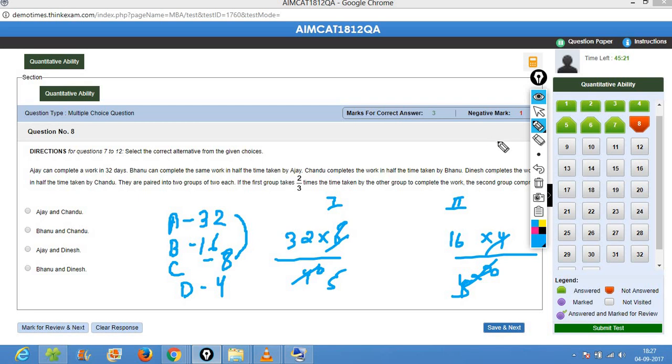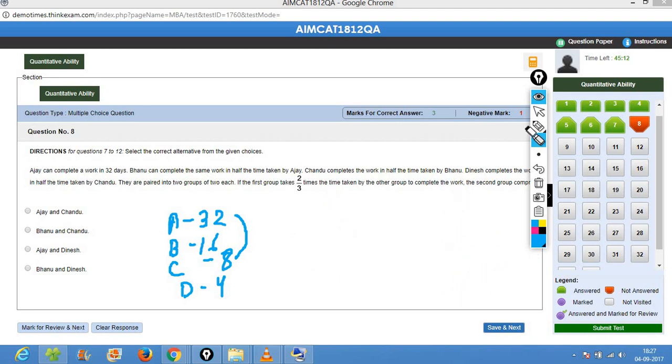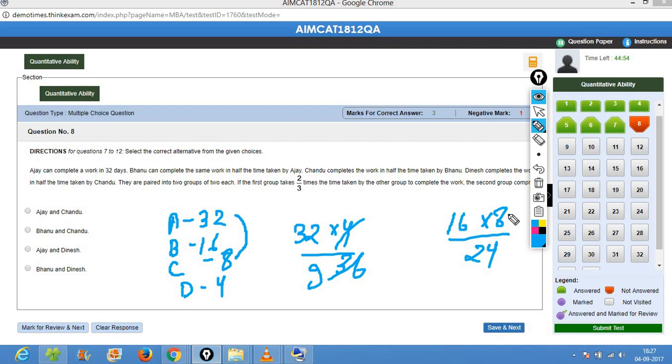So let's try A and D. 32 into 4 upon 36. Next pair, 16 into 8 upon 16 plus 8, 24. So this is 16 upon 3, right? Yeah, this is 2 by 3 of this part. So 16 upon 3 is coming from B and C. So in the second group it should be B and C.